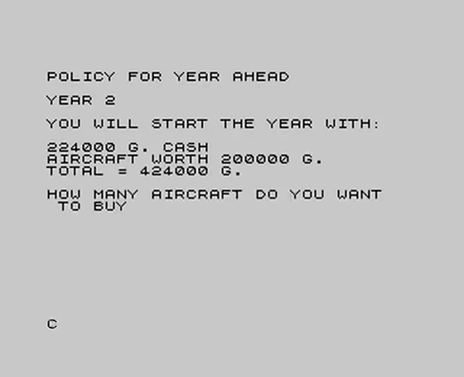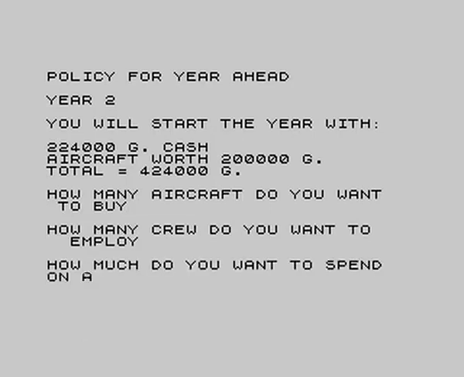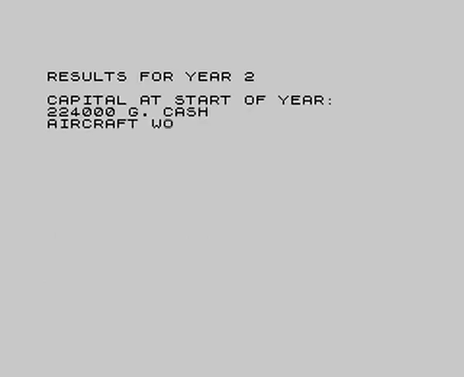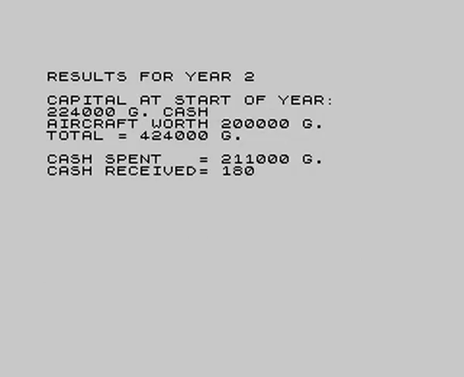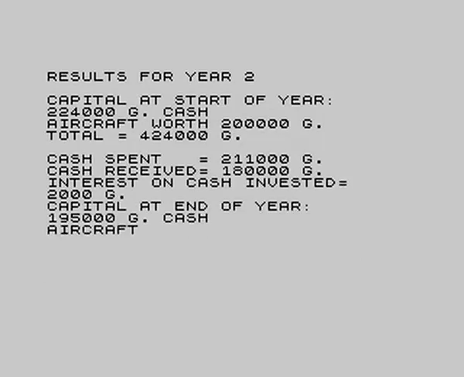And 10 planes. Let's not buy any planes. And with crew, it's important to remember it's not new crew, it's every year how many staff do you want. You can never sell planes. If you say, I don't want to employ any crew, you have 0 pilots, which is a bad thing. So this year we spent 211 and received 180,000. So we're still making a loss.